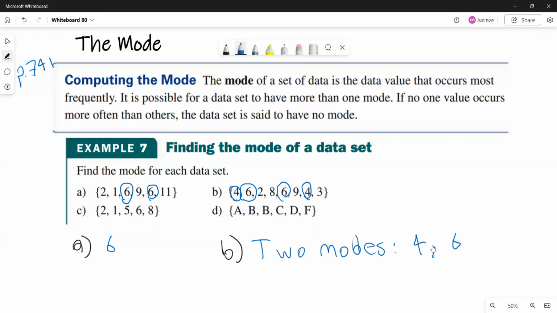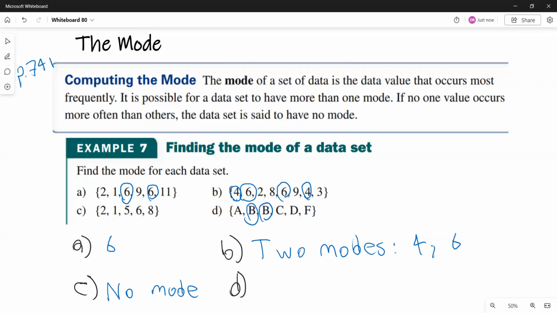In C, no value occurs more than once, and there is no mode. And really, this is mainly what the mode is useful for: qualitative data. So these are not numbers, but you can compute the mode of a set of qualitative values. B is the only value that repeats, so the mode is the letter B.